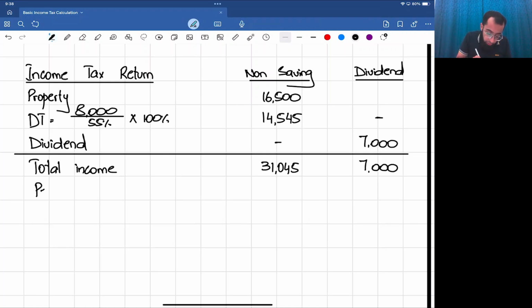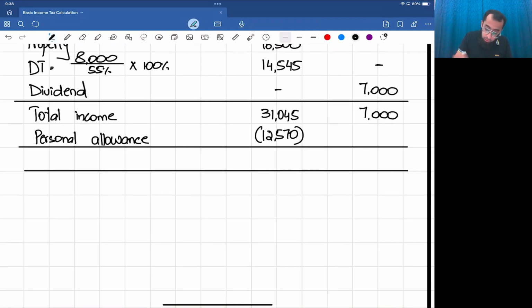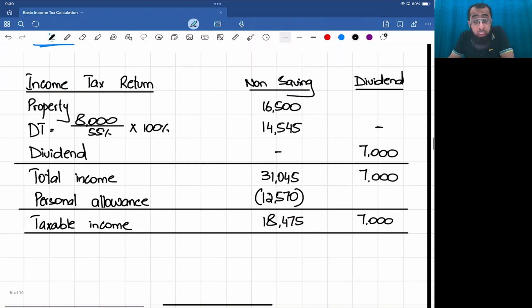You will deduct your personal allowance, that's 12570. That gives you your taxable income. So what is your taxable income? 31045 minus 12570, so it's 18475, and here it is 7,000. I believe it's just routine.